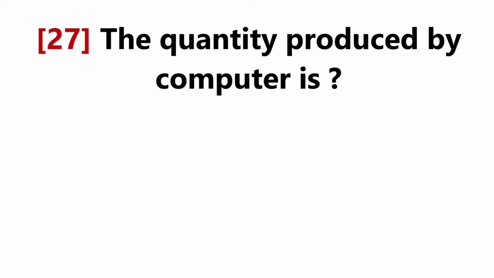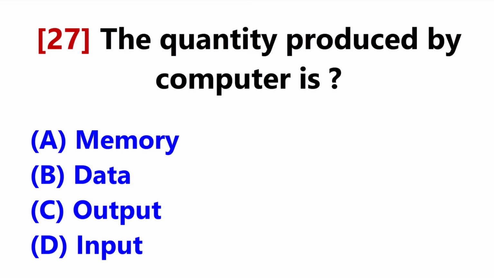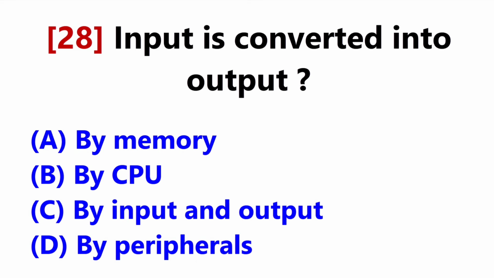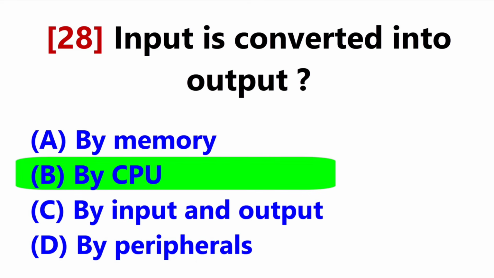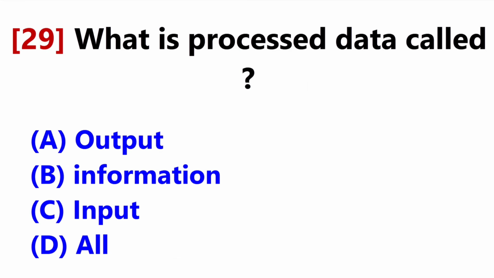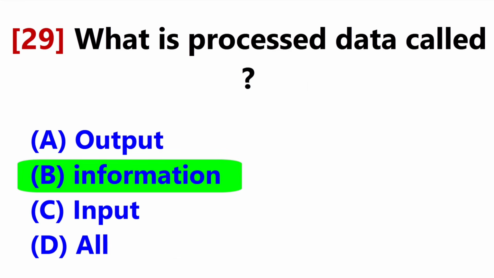The quantity produced by computer is. Answer option C. Output. Input is converted into output. Answer option B. By CPU. What is processed data called? Answer option B. Information.